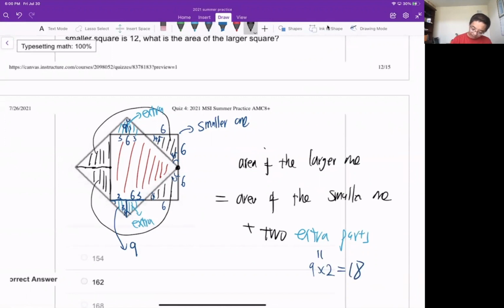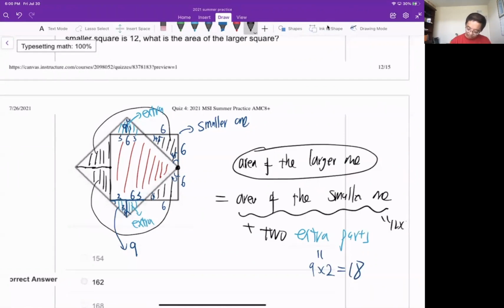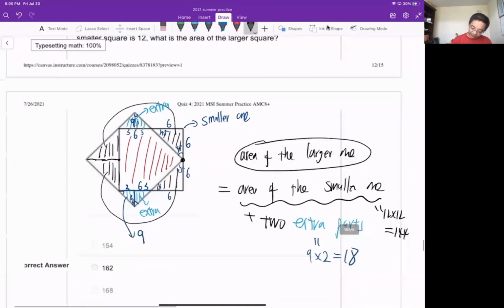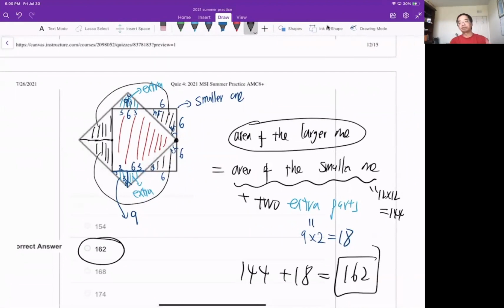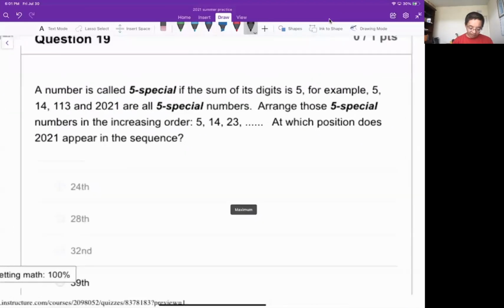And the area of the smaller one, we know it's just 12 times 12, which is 144. So if you add together, it's 144 plus 18, so that's 162. So 162 is the area of the large one, that's the tilted one.